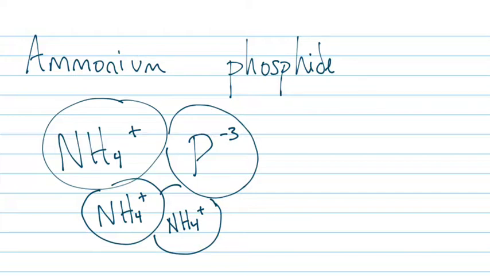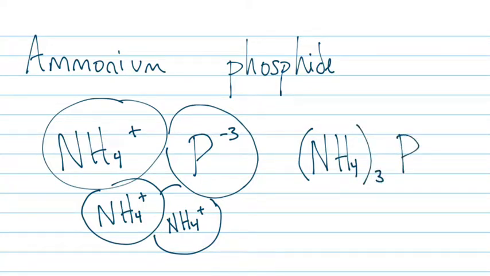Does that add up to 0? Yep, +3 and -3. So then for my chemical formula, how am I going to say that I have 3 ammoniums? Big parentheses, you got it. NH4 in parentheses. Little 3 outside there, and then you can have the capital P for phosphorus. Okay, so that's how you're going to deal with these polyatomic ions.